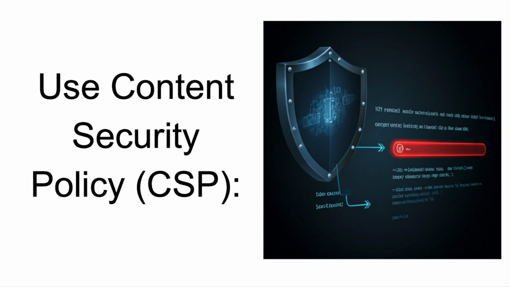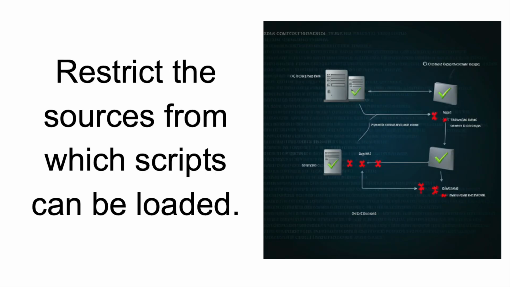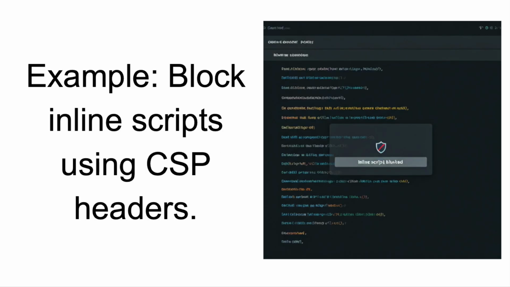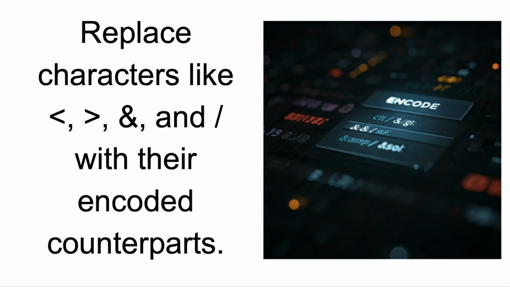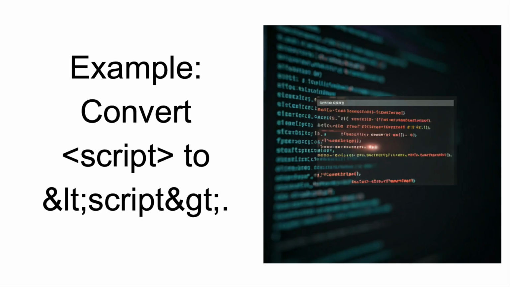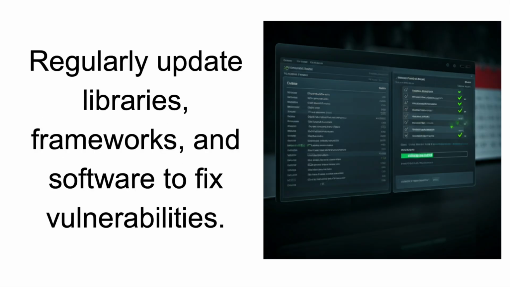Use content security policy (CSP). Restrict the sources from which scripts can be loaded. Example, block inline scripts using CSP headers. Escape special characters. Replace characters like the ones below with their encoded counterparts. Example, convert script to the output below. Update and patch. Regularly update libraries, frameworks, and software to fix vulnerabilities.